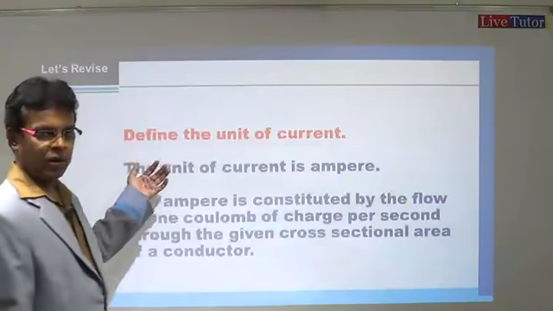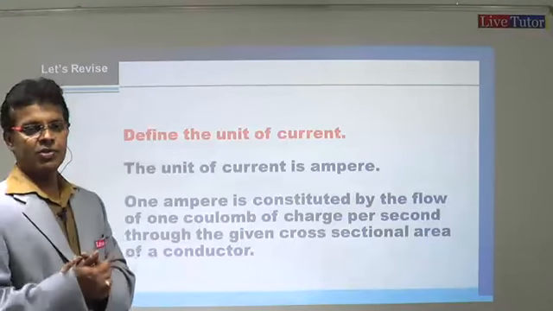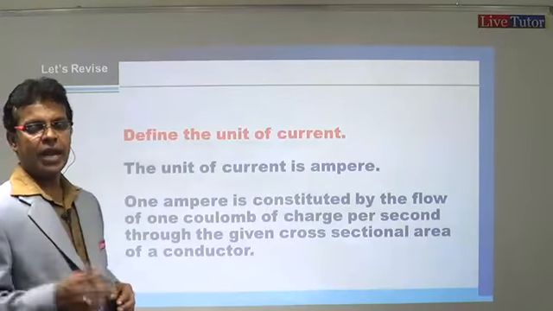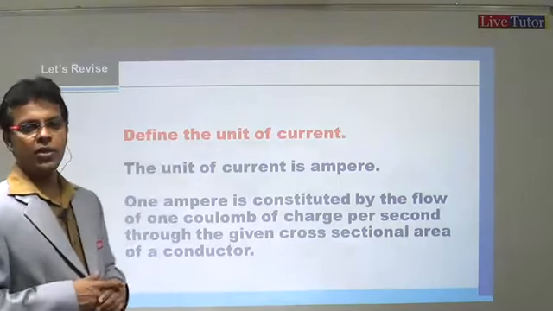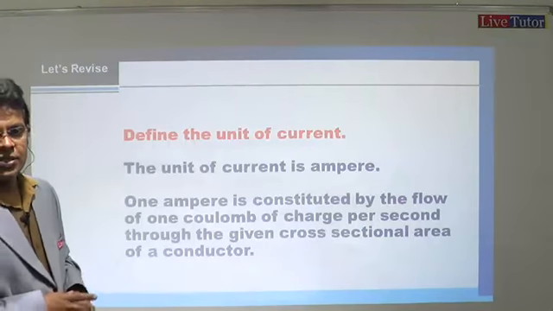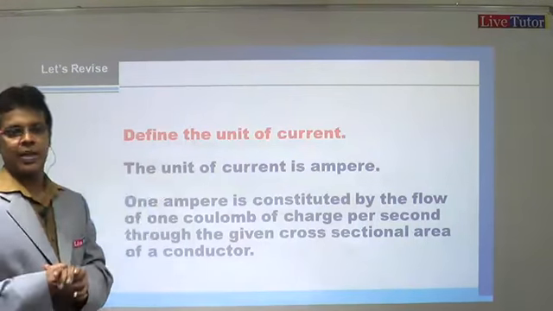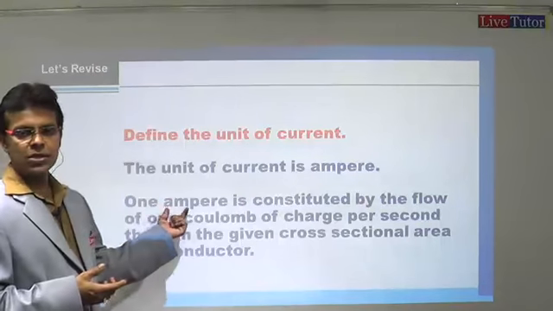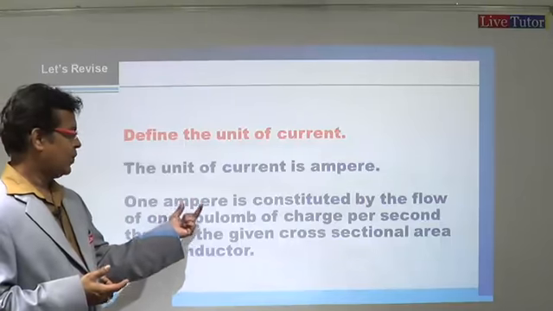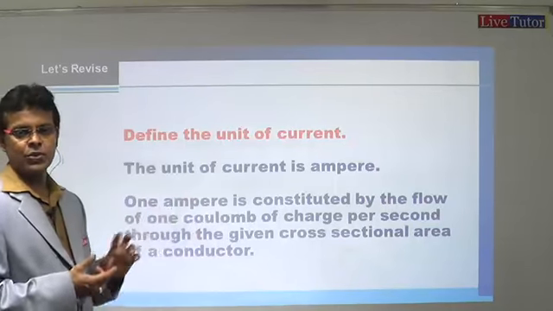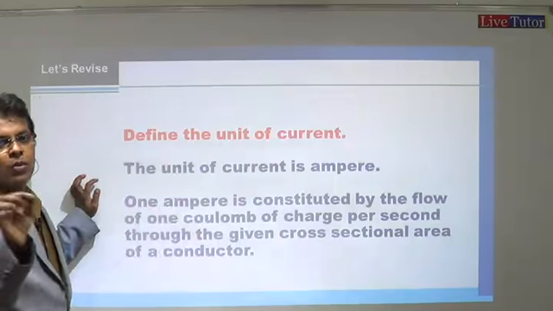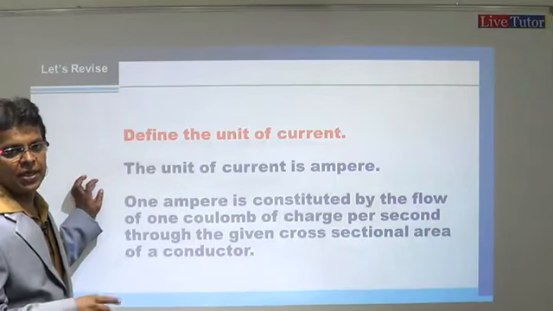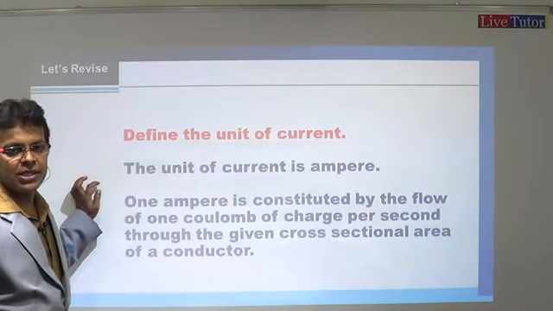The next important question is, define the unit of current. As we have already discussed, instead of asking the definition for ampere, they are indirectly asking, define the unit of current. So first you have to mention the unit of current is ampere. Then we have to say what is ampere. 1 ampere is constituted by a flow of 1 coulomb of charge per second through the given cross-sectional area of the conductor.